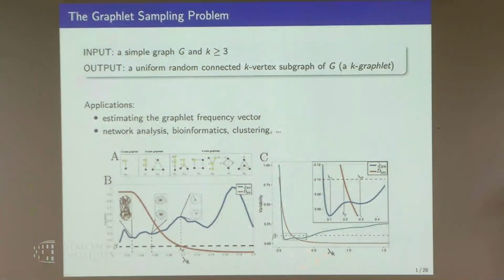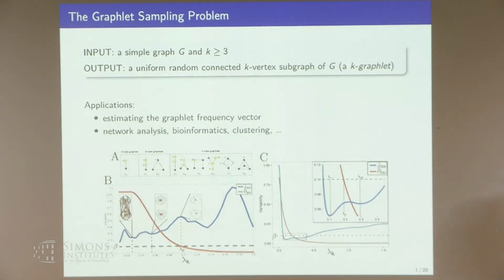Okay, so the problem is as follows. You are given a simple graph G. Think of it as a very large graph, a social network being a typical example, and an integer k. The problem is to output a uniform random connected subgraph of G on k vertices. So for k equal 3, this will be either a clique, so a triangle, or a wedge, and then you get more for higher sizes.